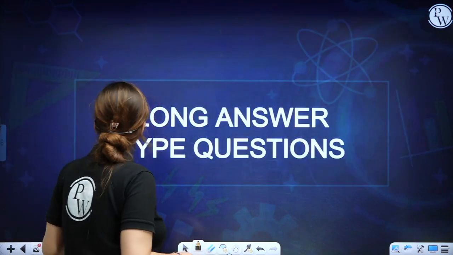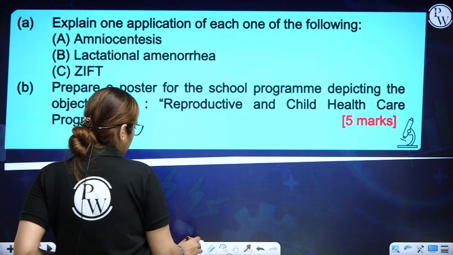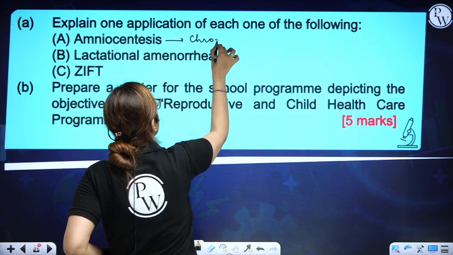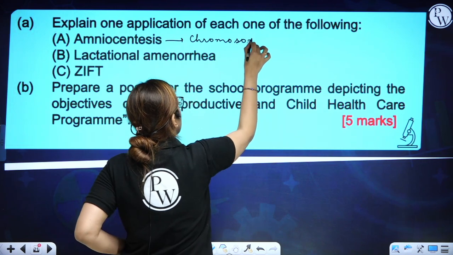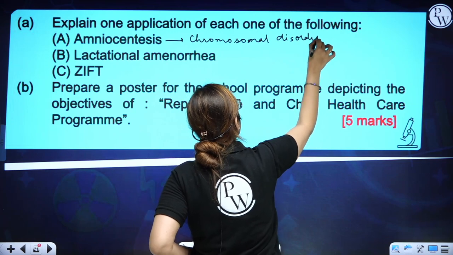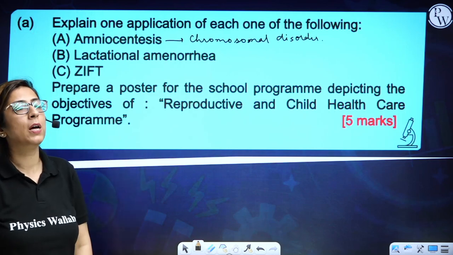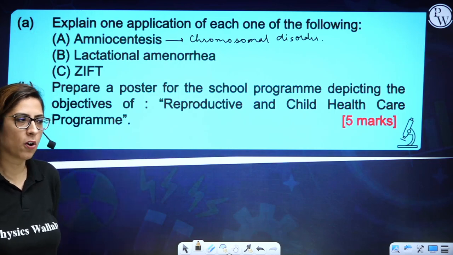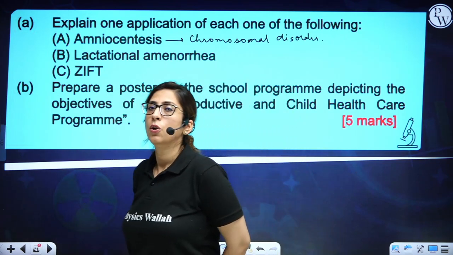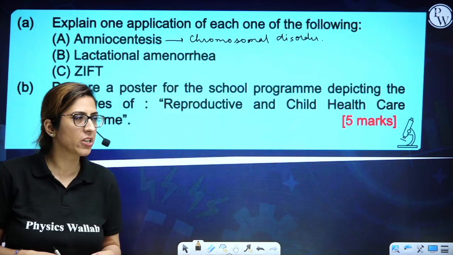Now let's talk about the long answer type question. Explain one application of each of these. The first one is amniocentesis. Amniocentesis is basically done to detect chromosomal disorders. If a baby has any kind of chromosomal disorder, while in the mother's womb, at 18 weeks the amniotic fluid is taken out and cultured, and chromosomal analysis is done to check whether the baby is carrying that disease or not. Accordingly, the steps can be taken.